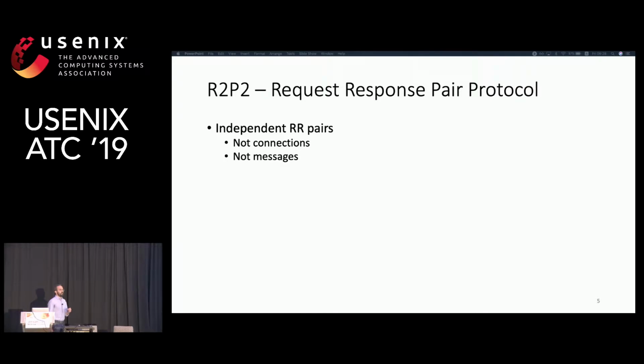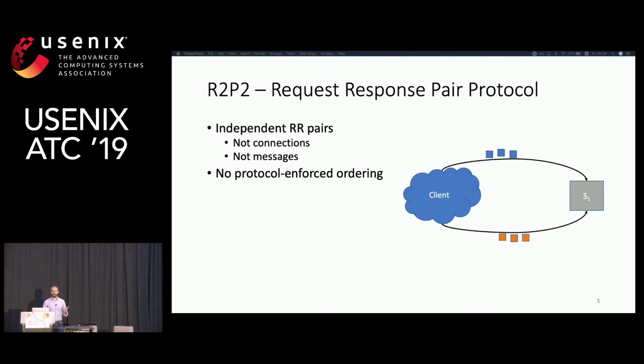R2P2 is a UDP-based connectionless protocol that exposes the abstraction of a request and response pair. R2P2 does not implement connections or individual messages. Also, these request and response pairs are independent, so there is no protocol-enforced ordering. One client can have several outstanding requests, so here the blue and the orange one, and the replies can come back in any order.